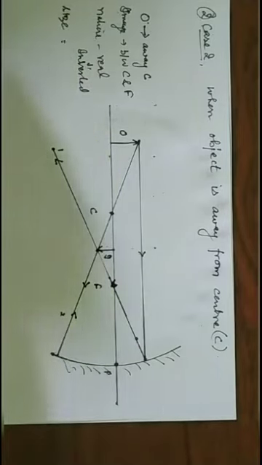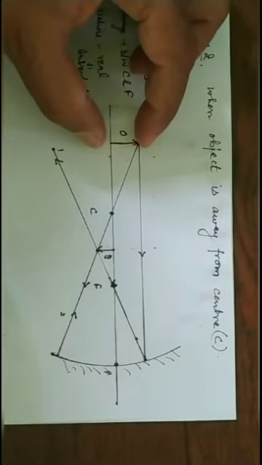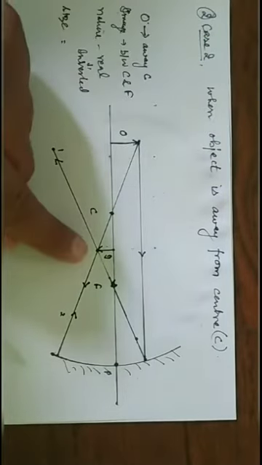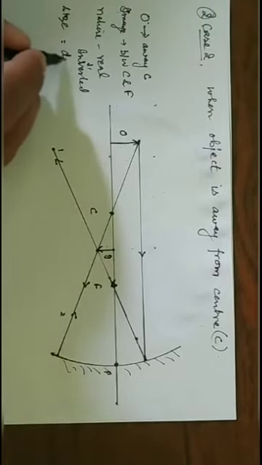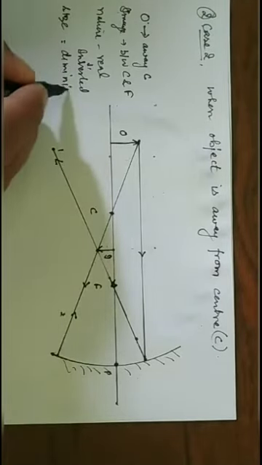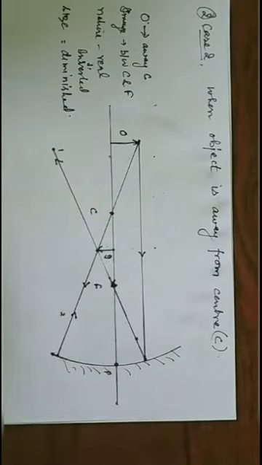Next is the size of the image. From here you can see that the object is a little bit bigger compared to the size of the image, so the image is diminished. So again, when your object is away from the center, your image is between C and F, and it is real, inverted and small in size.